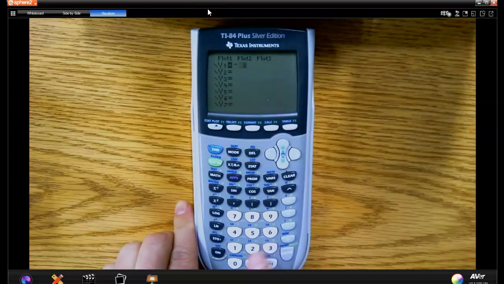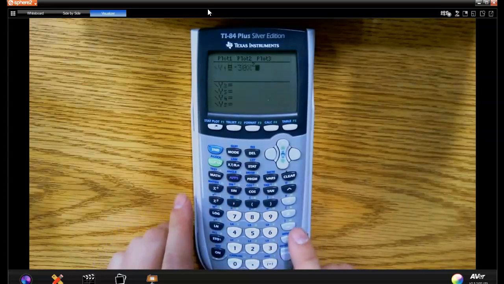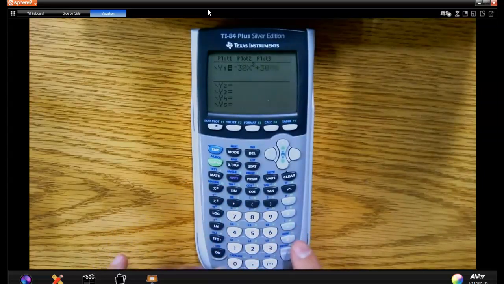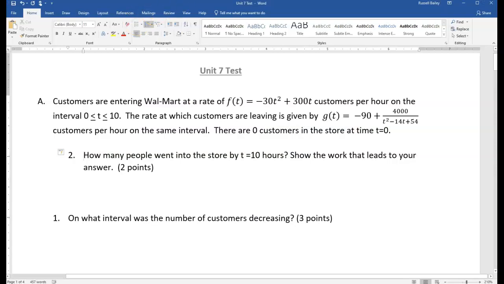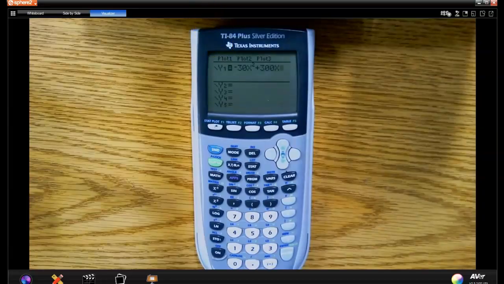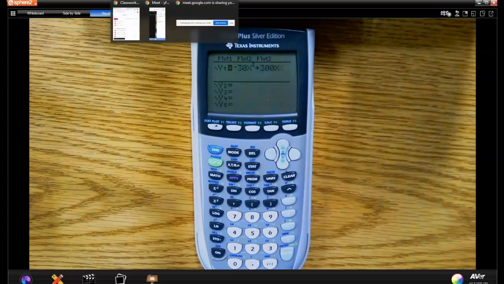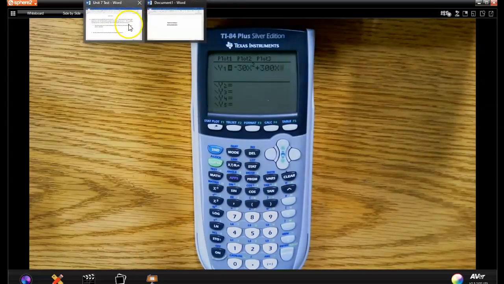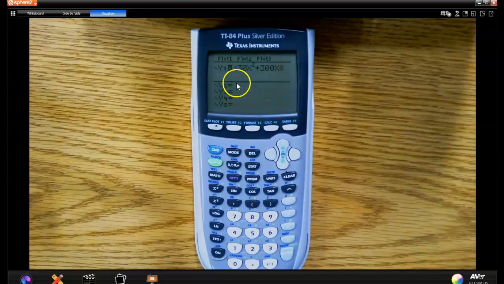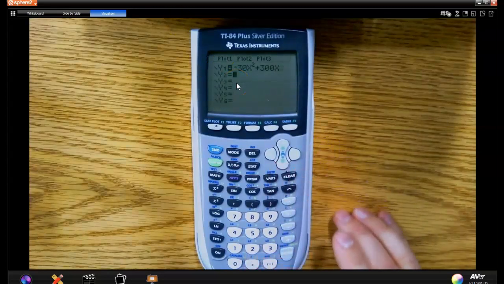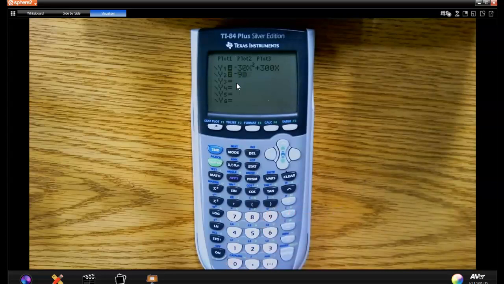It's negative 30x squared. And if you can keep up, you might want to try typing these in on your calculator with us as we go, because a lot of it is whether you're typing into the calculator correctly. I'm going to go ahead and type the other function in there as well, because I want to talk about that one too. The other function, the g function, is negative 90 plus this. So once again, that's negative 90, not minus 90, but negative 90.